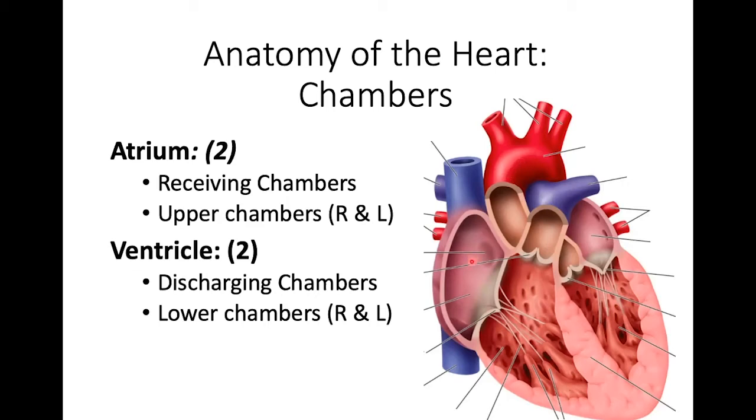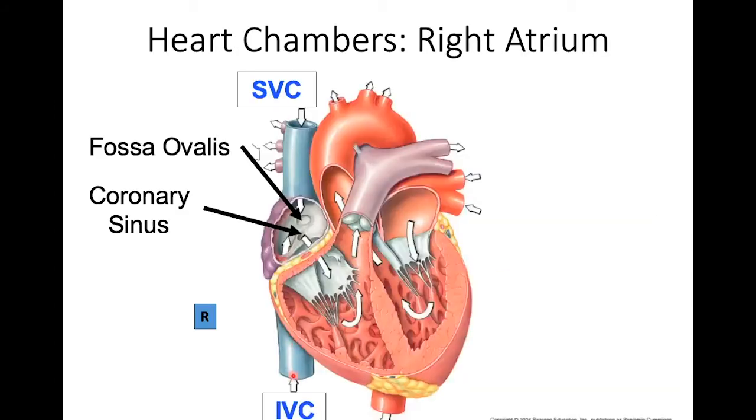All right, so the atria are the receiving chambers, and the ventricles are the discharging chambers. And as you can see now, the right side of the heart contains deoxygenated blood, and the left side contains oxygenated blood. The superior and inferior vena cava are both veins, and they are responsible for draining structures located above the heart or below the heart.